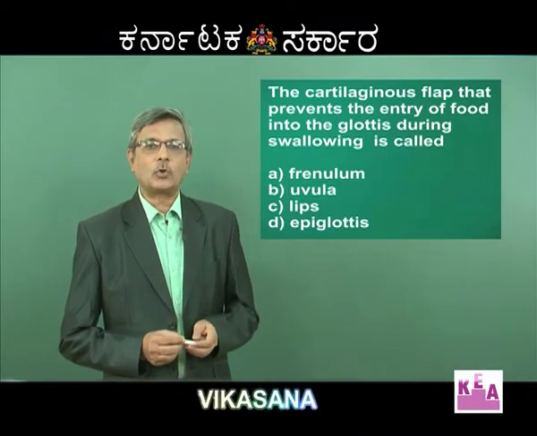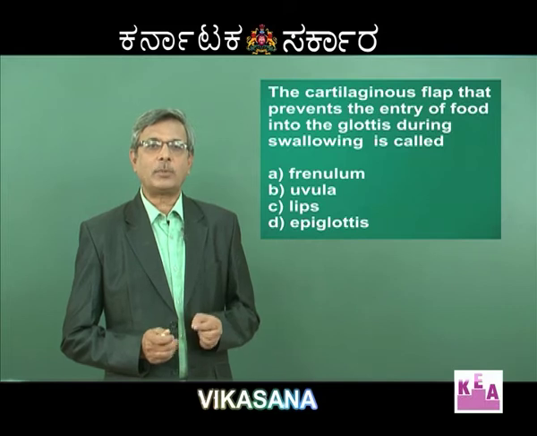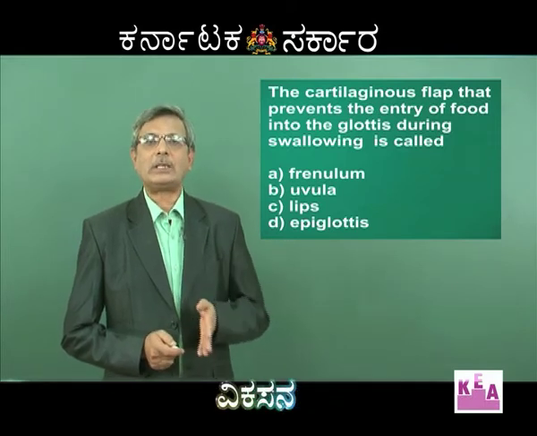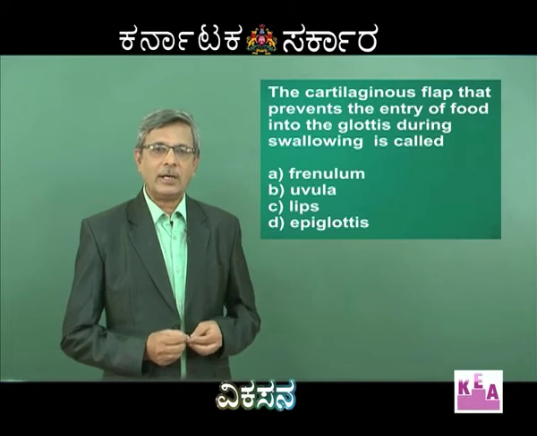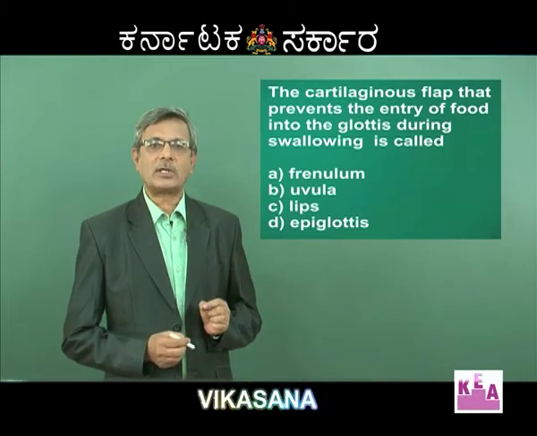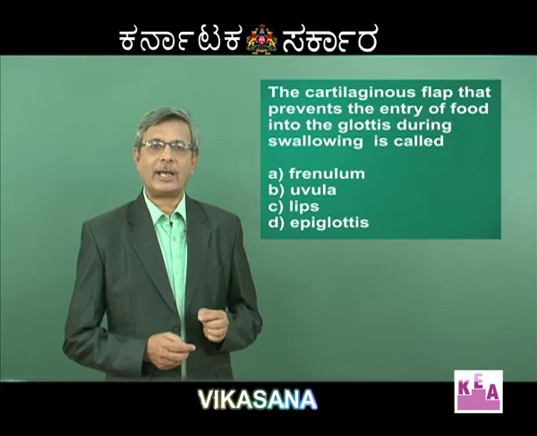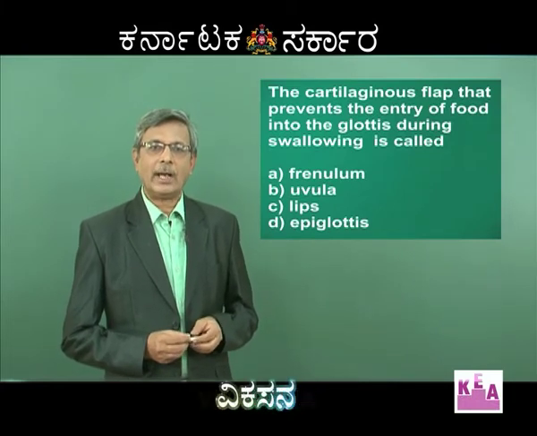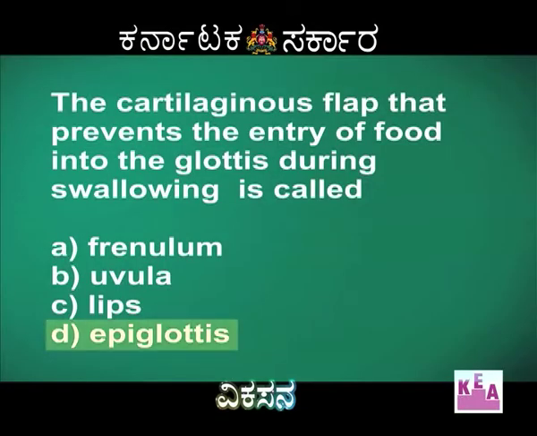When the food is going to pass, the food has to be prevented from entering into the respiratory passageway and lungs. For this, we have glottis as an opening which has an elastic lid called epiglottis. So answer must be epiglottis.